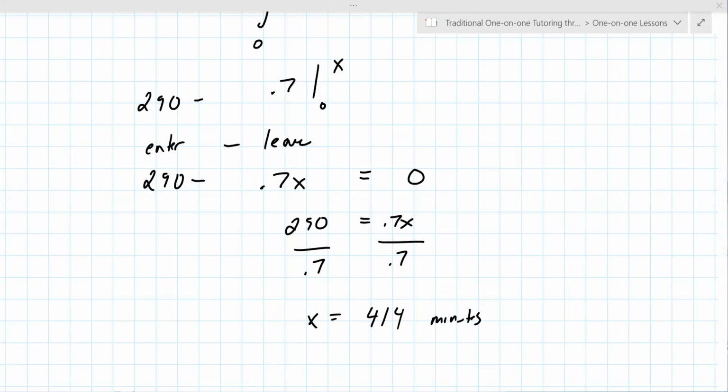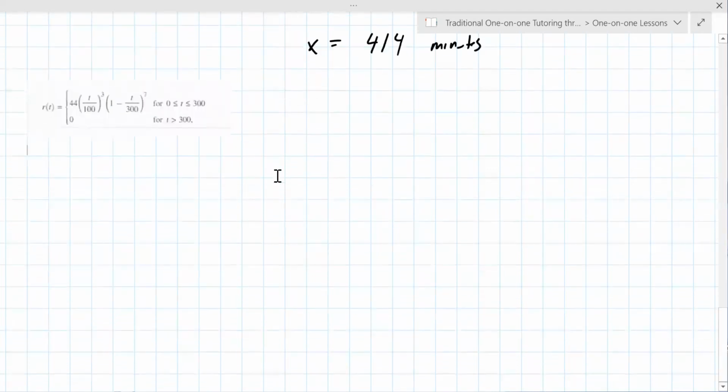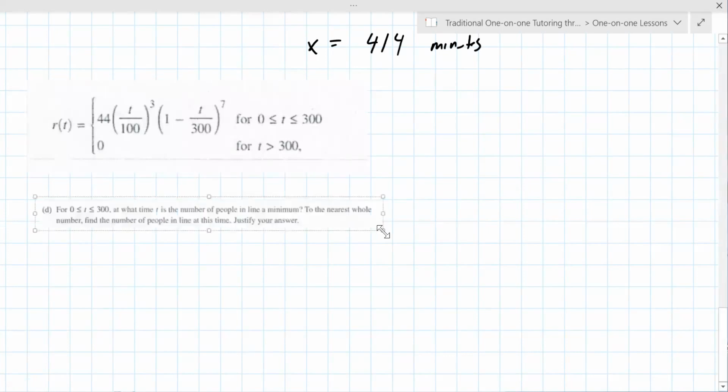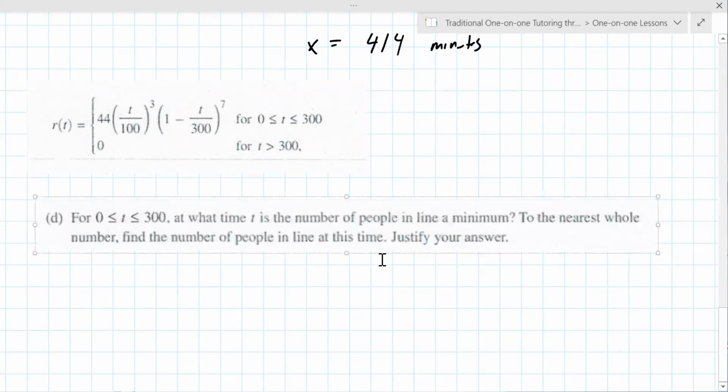Now part D. Part D actually is unrelated to all the other parts. You see this from time to time on the AP, where there's a question that you could do independently. I think the point is, if you don't know how to do part A and B or C, keep going because you may find that you can do it later on. So here it says, at what time t is the number of people in line a minimum?